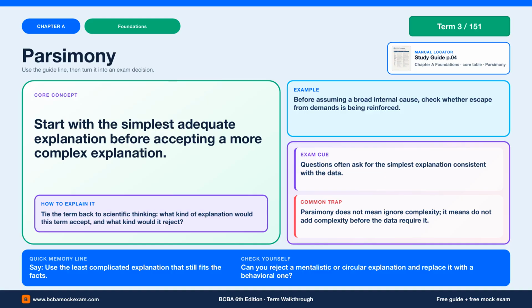Parsimony. Parsimony means start with the simplest explanation that fits the facts.